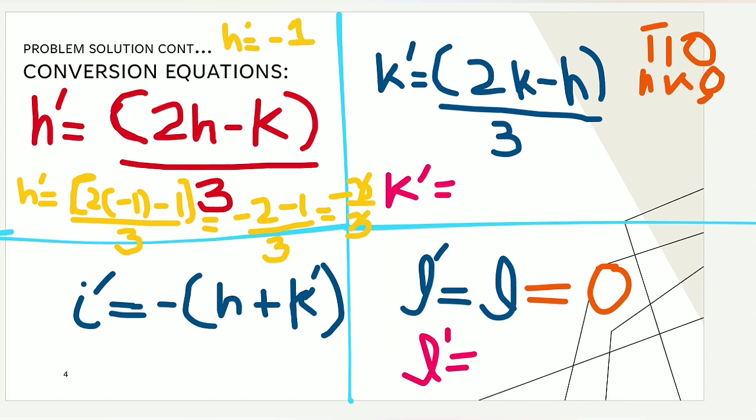Alright, now let's calculate K prime. For K prime 2, I'm not using the bigger bracket because it's of no use. It doesn't make anything easier. K is 1, so positive 1. You can see the formula. Formulas are super duper easy.